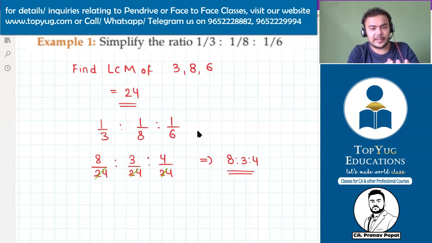Okay, Sahil. When the ratio is given in the form of fractions, look at the terms: 1 by 3, 1 by 8, 1 by 6. These terms are not integers.